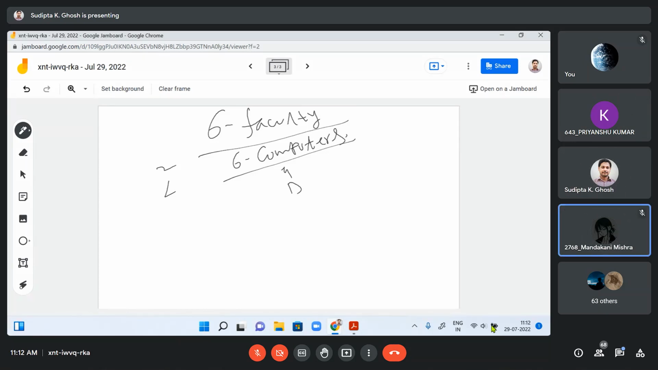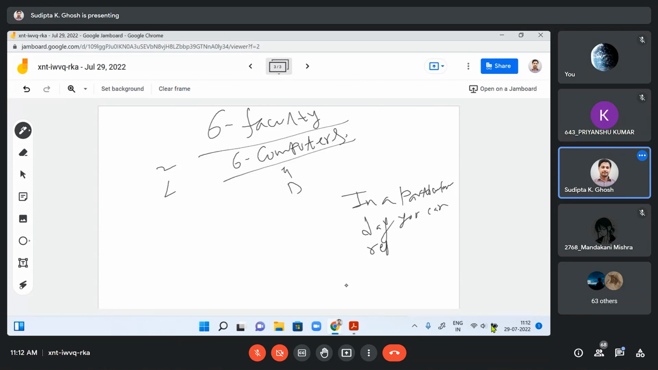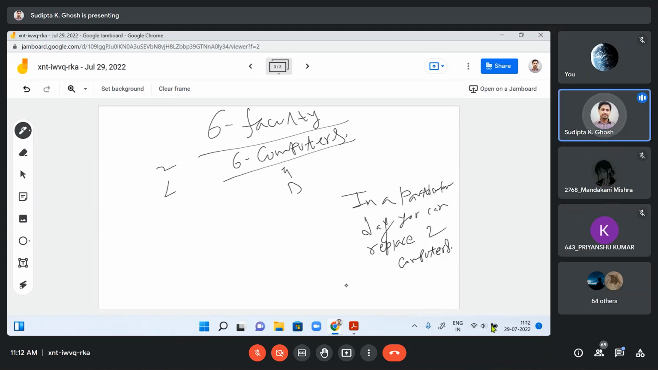2, sir. In a particular day you can replace 2 computers. That data they have mentioned. So suppose I have 6 computers, I can number them 1, 2, 3, 4, 5, and 6. Suppose the first 2 computers are my laptop model, and the remaining are the desktop model.